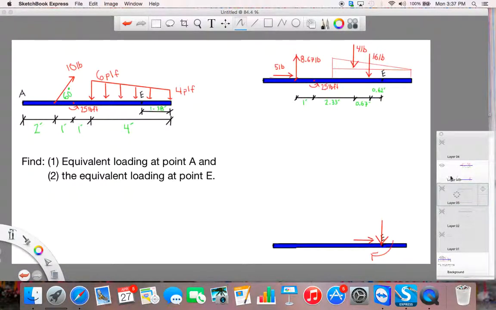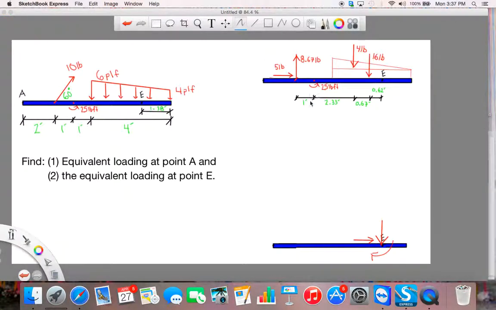So lastly, we're asked to find the equivalent loading at point E. Again, I've redrawn our point loads that we've split up already, and I need to just find the force resultant and the moment resultant at point E. Well, the force resultant in the x direction and the force resultant in the y direction don't change. So we still have 5 pounds to the right. Our force resultant in the y is 11.33 pounds downward. Those haven't changed.